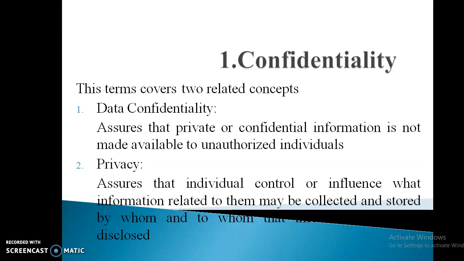Okay, next one is privacy. Privacy means assuring that individuals control or influence what information related to them may be collected and stored, by whom, and to whom that information will be disclosed. So this is called privacy. Privacy is also related to confidentiality. We keep information in a secret manner, which is called privacy. In other words, you can also say the state of being free from public attention is also called privacy.